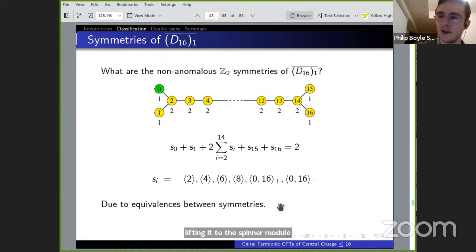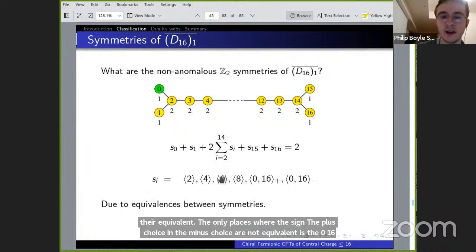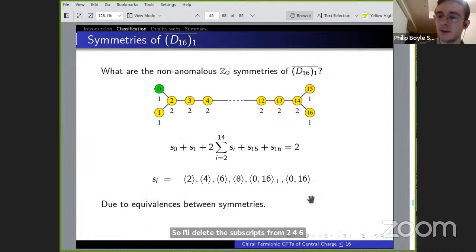But actually, most of these signs don't matter because they're equivalent. The only place where the plus choice and the minus choice are not equivalent is the 0,16 case. So I'll delete the subscripts from 2, 4, 6, 8 and just keep it on the 0,16. Okay. Now there's one more thing we should do before we go on.